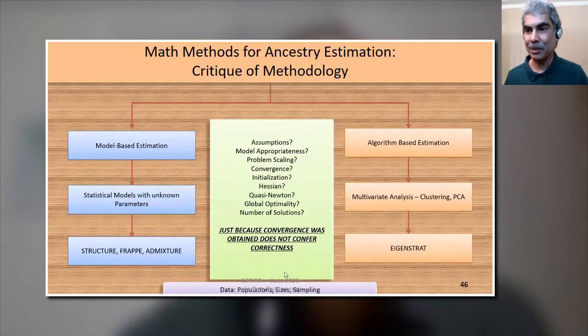Is there global optimality? In other words, how many solutions does your model admit? If it admits many solutions, you converge to a solution. How do you know it is the solution? How many solutions does your problem have? Many, many issues are there. And my mantra is, just because convergence is obtained, it does not confer a certificate of correctness. One has got to see, why is it unique? Why is your solution unique?